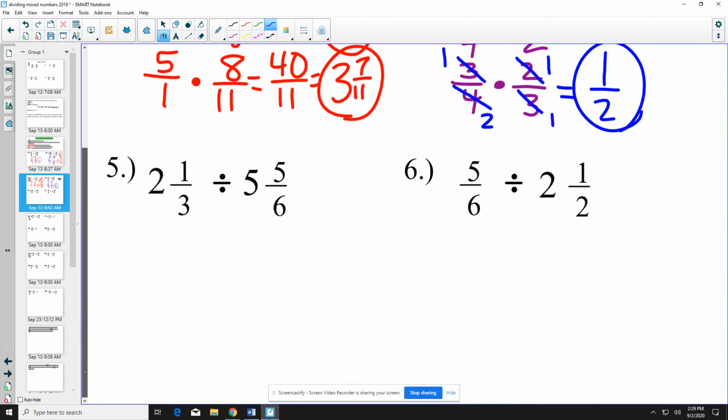All right, number 5. We're dividing mixed numbers. Go ahead and write 2 1/3 divided by 5 5/6.